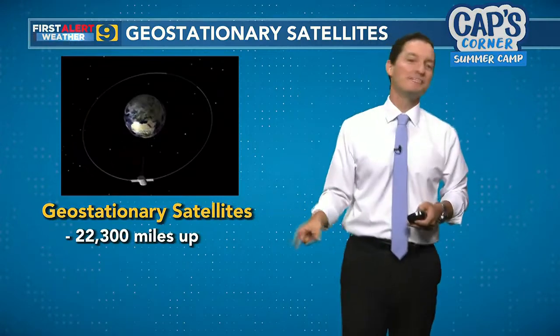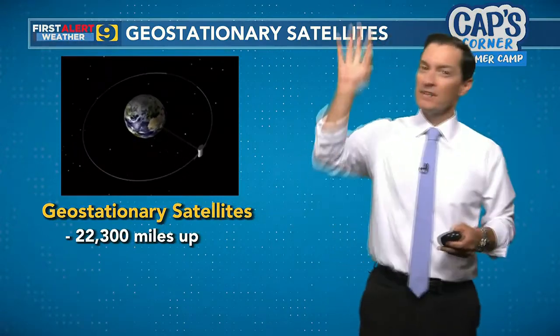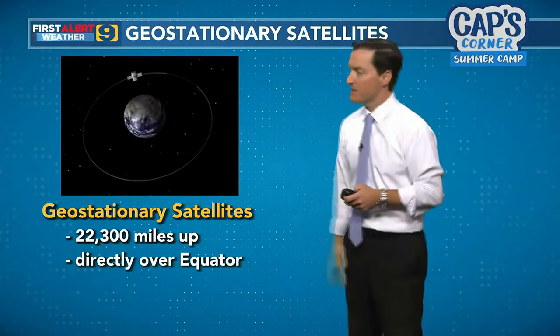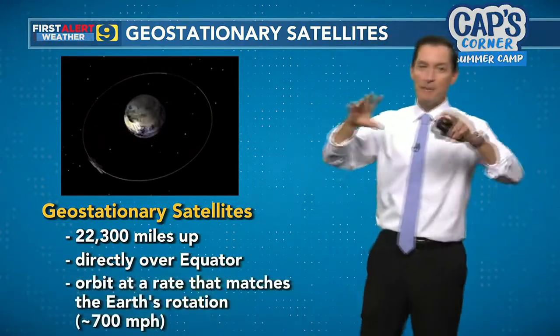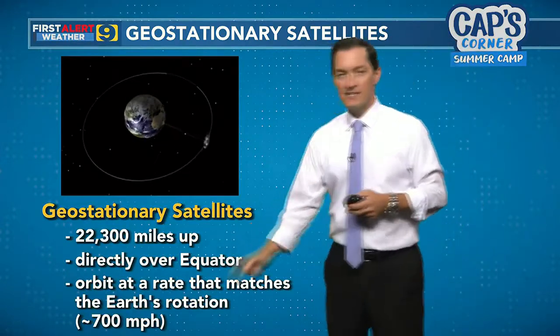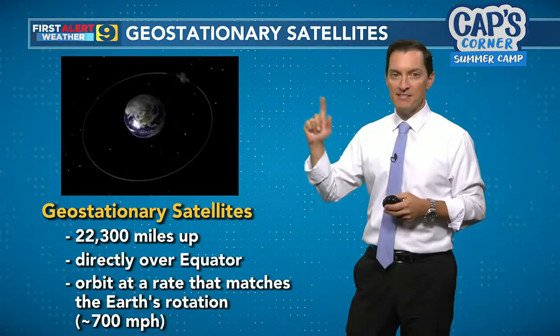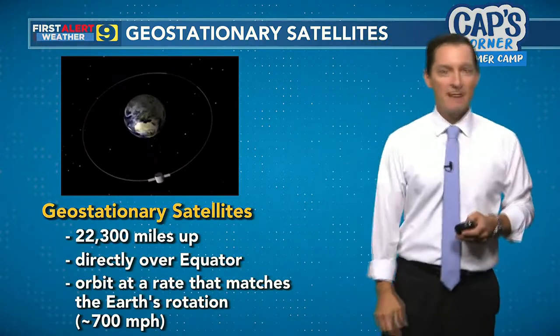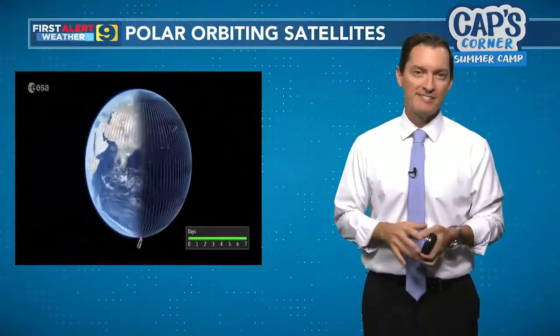Look at how high up they are, about 22,000 miles up above us. So we launch them out into space on a rocket. They go into orbit 22,000 miles above us. They position them right above the equator. And again, the speed that they orbit matches the speed that the Earth rotates, roughly 700 miles per hour. So those are geostationary satellites.